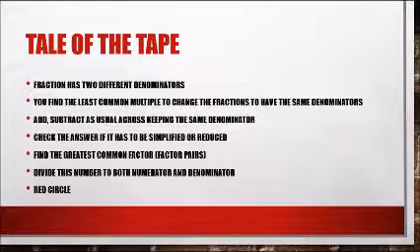First, a quick tale of the tape. Now, when fractions have two different denominators, you have to find the least common multiple to change the fractions to have the same denominators. Then you'd add or subtract as usual across, keeping the same denominator. Check the answer to see if it can be simplified or reduced. Then find the greatest common factor using factor pairs. Divide that number into both numerator and denominator, and then you have your answer.